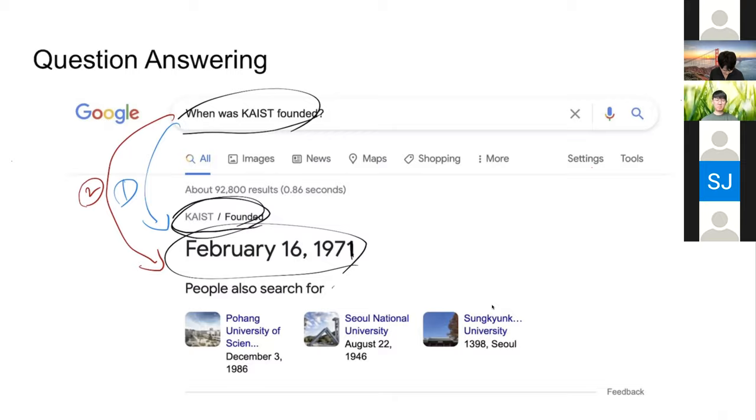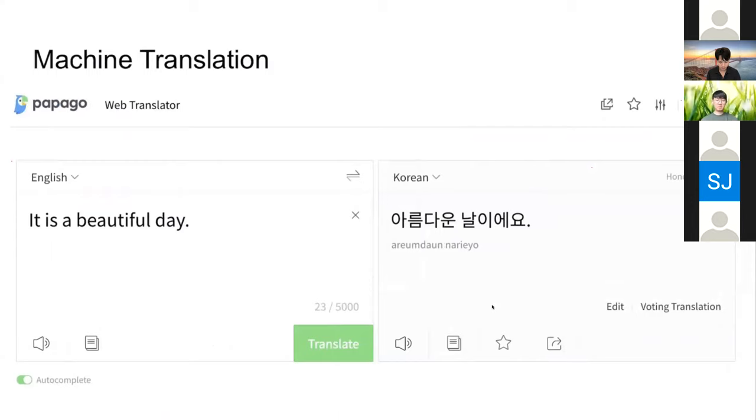Then there's also machine translation that I think many of you are also familiar with. So you have an input, it is a beautiful day, and you want to map this into some Korean sentence, which is 아름다운 날이에요, right? So it's a very classic input-output relationship problem.